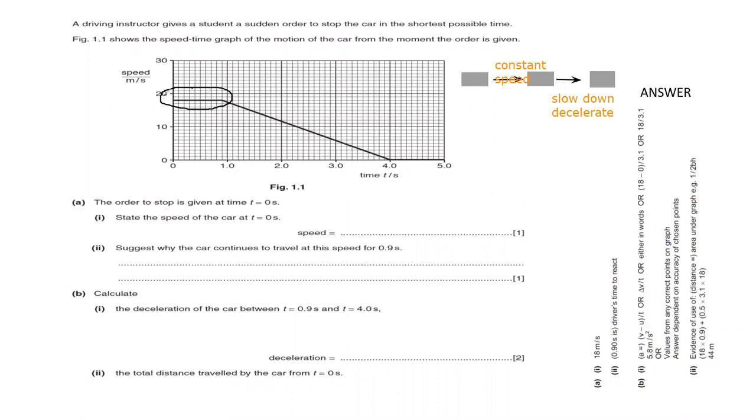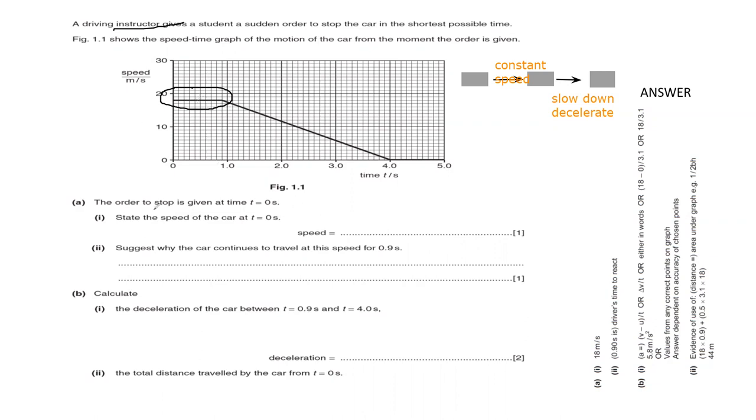So why, even though the instructor gave the instruction to the student to stop the car, did the car continue to move with a constant speed and then slow down and stop? The reason is that when the instructor gave the instruction, the student takes time to react to the instruction or order. That is called a reaction time. If someone gives you an order, you do not perform that action instantly; you take some time to react, and that interval is known as the reaction time.